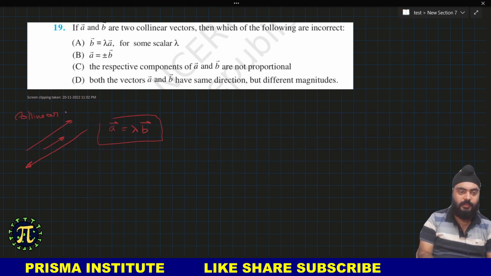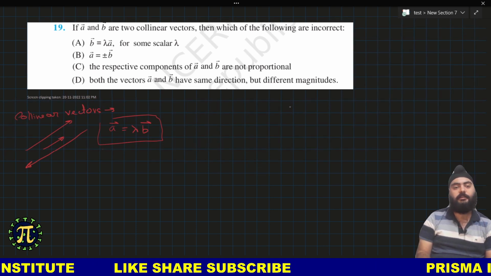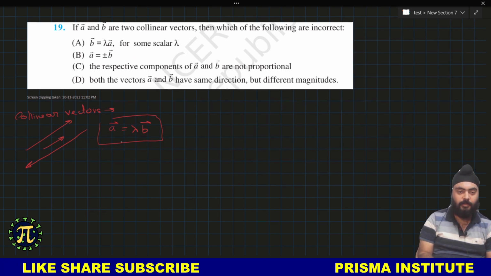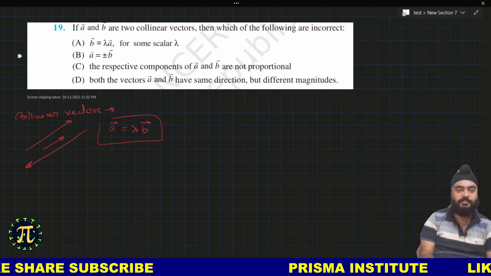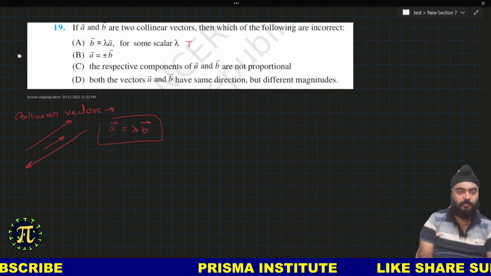Let's keep this in mind, and let's read our option now. B vector can also be written as, if you take lambda to the other side, then 1 by lambda you can call lambda dash. So this is true. So this is not our option.